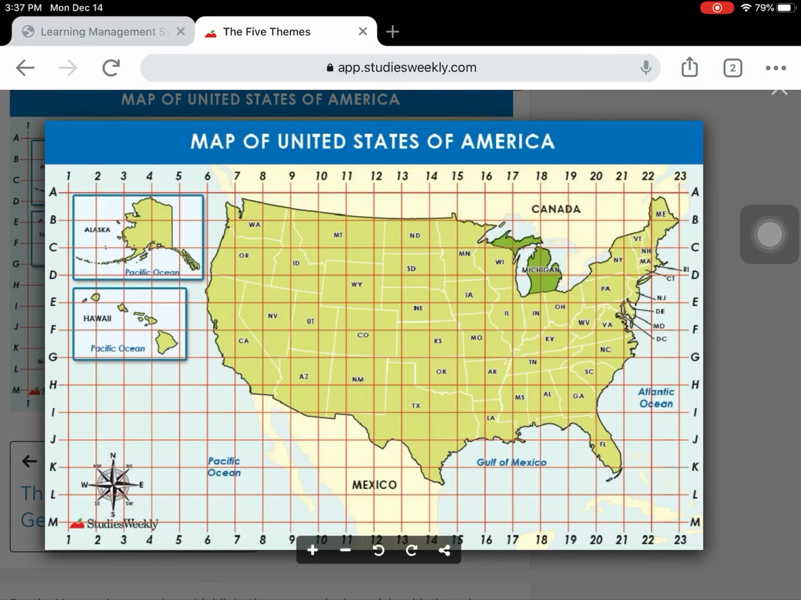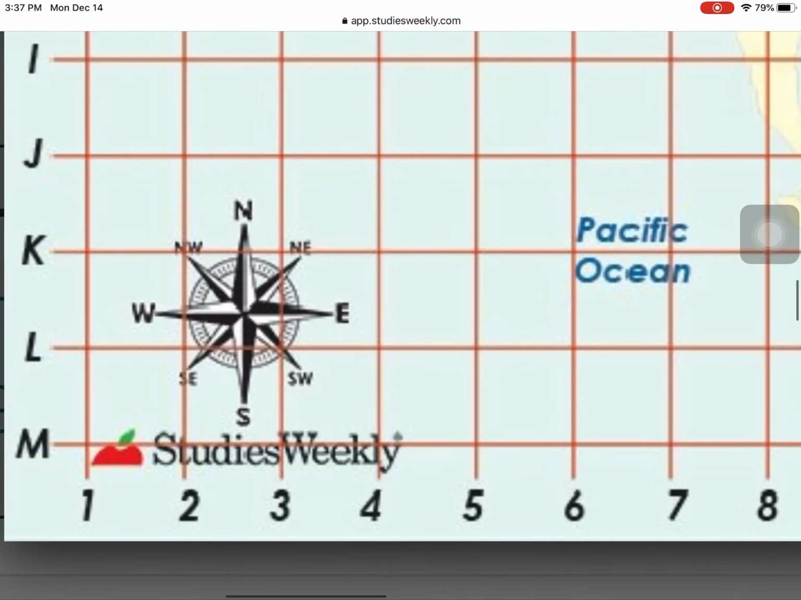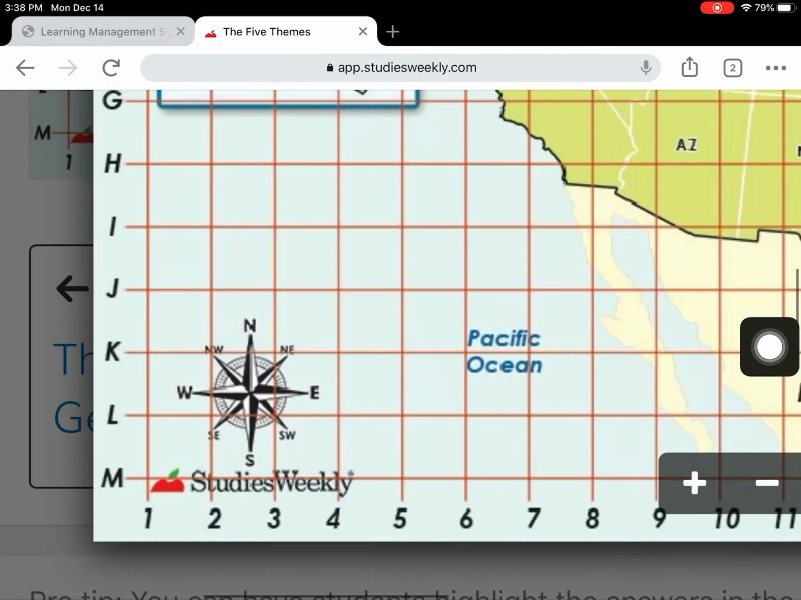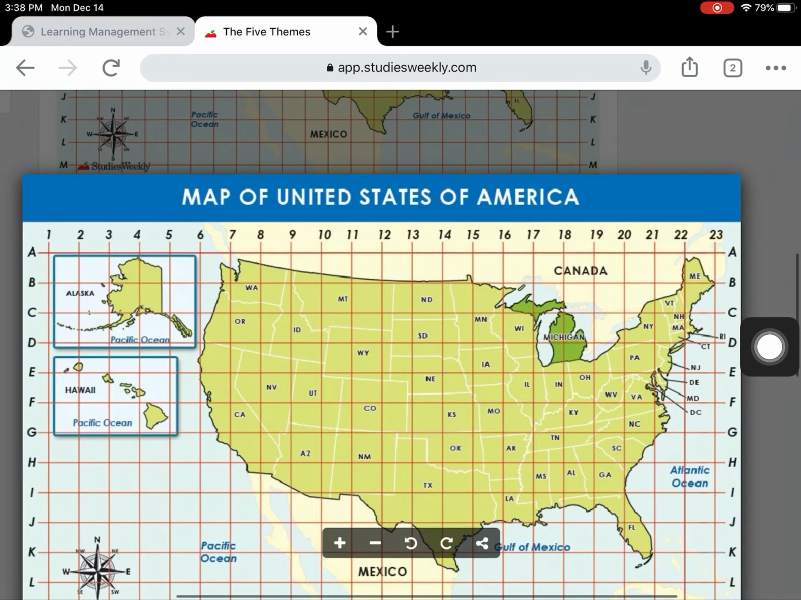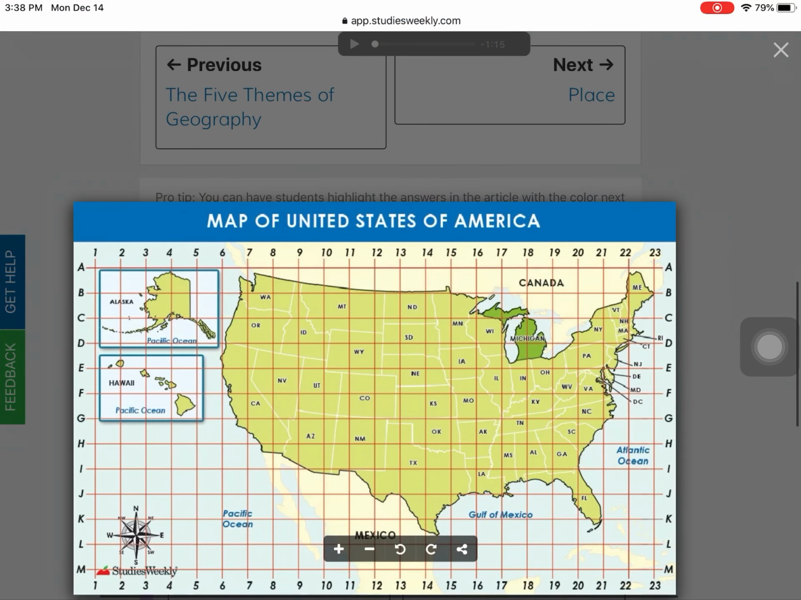So, Canada, how could we describe Canada in relation to the United States with our relative location? I could say Canada is north of the United States. All I did there is I took my compass rose here, and I know that north is pointing up, and I know Canada is north of the United States. So that is one way to share relative location for the United States. That's just one example. You might have had a different one, and that's okay.